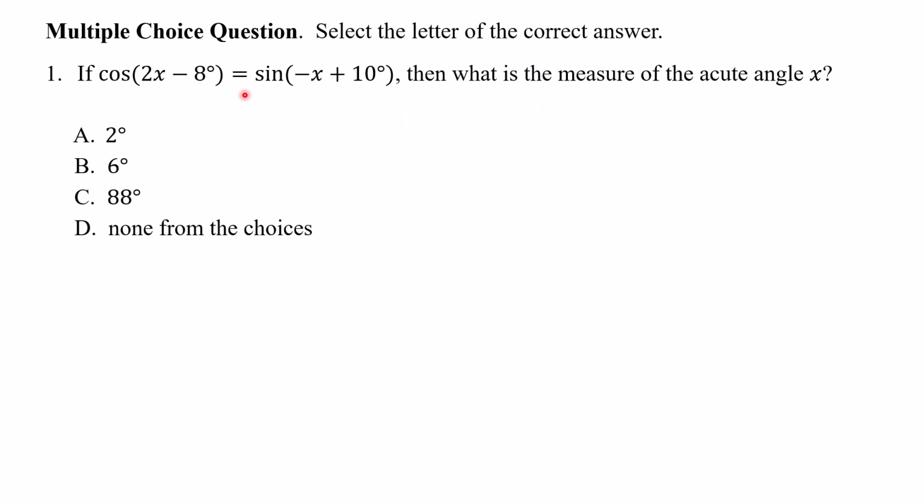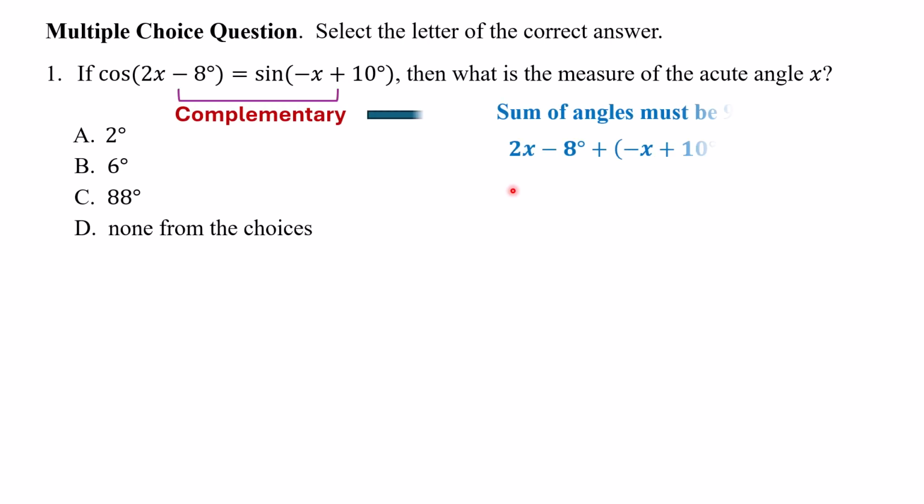So first, check the relationship between these. We can see that we have a cosine and a sine, and we know that they are cofunctions, so it means the angles are complementary. And when you say complementary, then the sum of the angles must be 90 degrees, or that is the use of the complementary angle theorem. So what we're going to do is add the two angles and equate that to 90 degrees.